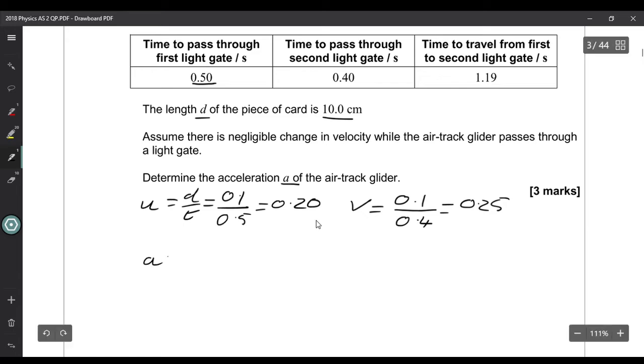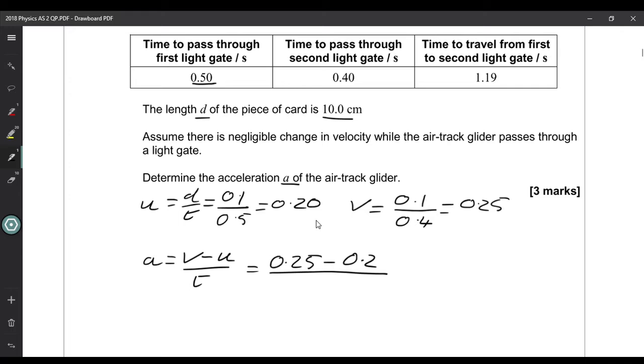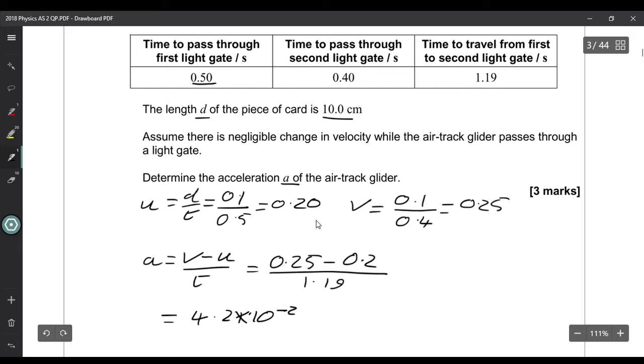So now we've got those two values, we can just use an equation of motion and rearrange it. So a is the subject, so a will equal v minus u over t, and that will be the 0.25, which we've just calculated, minus the 0.2, which was our initial velocity, over the time it took to get between the first and the second light gate, and that is 1.19 seconds. So the acceleration will come out to be 4.2 times 10 to the minus 2 meters per second squared.